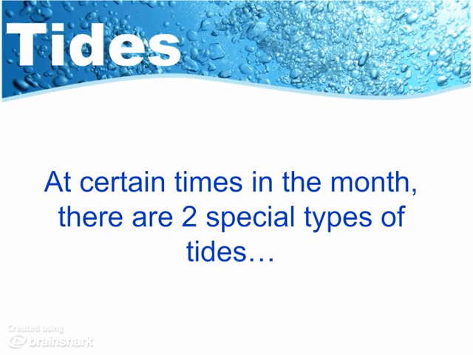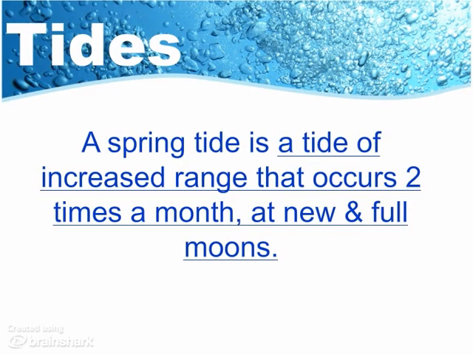At certain times in the month, there are two special types of tides, and this is all related to the phases of the moon. So the first one is called a spring tide. A spring tide is a tide of increased range, and it occurs twice a month, at the new moon and the full moon phase. Basically, what this means is your high tides are going to be higher than normal, and your low tides are going to be lower than normal.